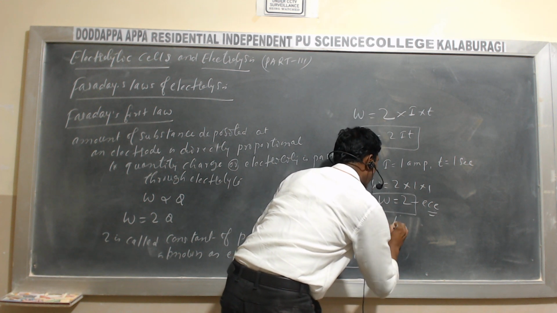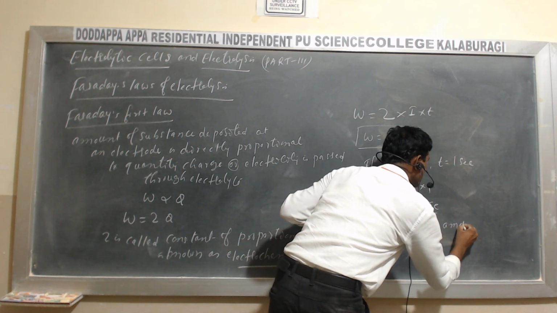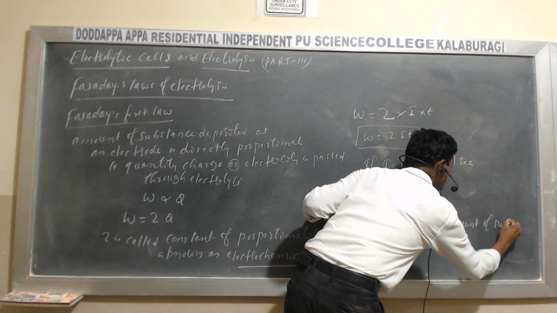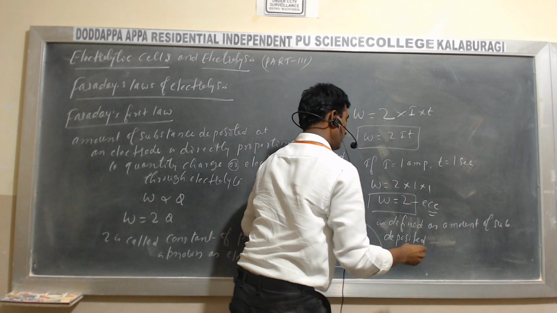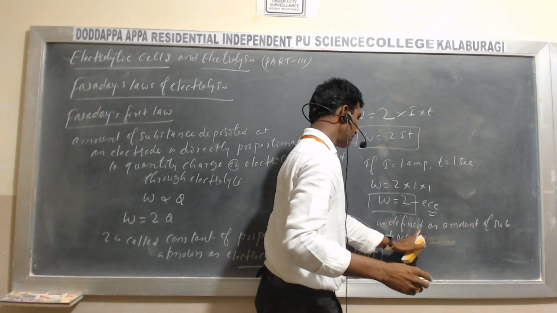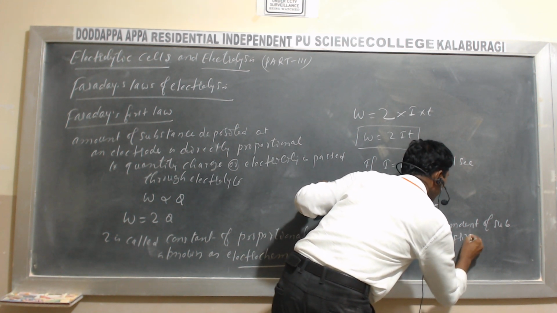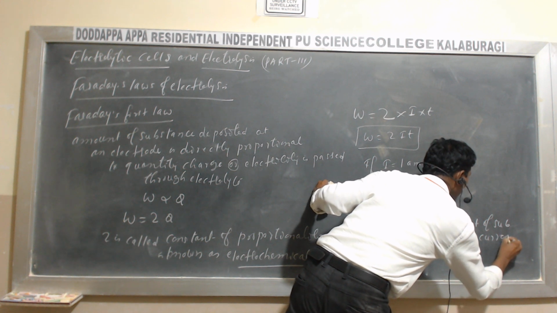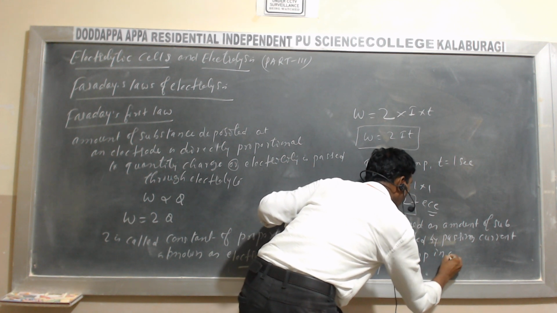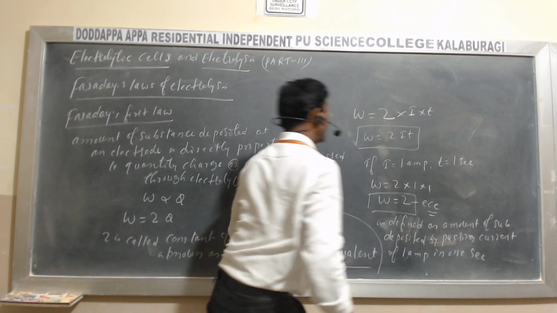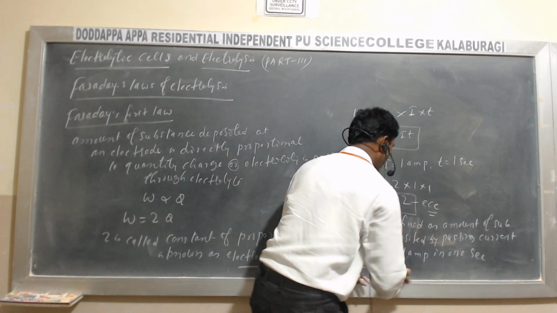Electrochemical equivalent is defined as the amount of substance deposited by passing a current of 1 ampere in 1 second. So it is called the electrochemical equivalent.